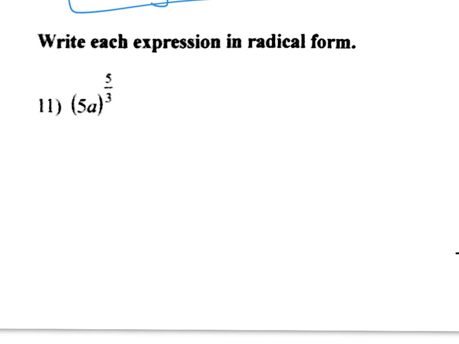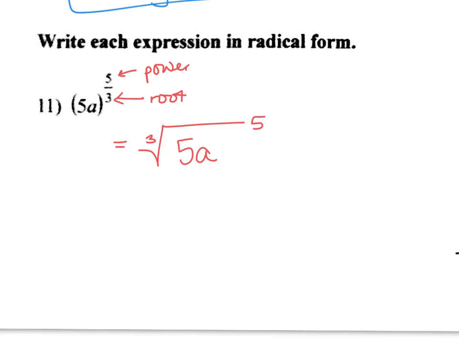My directions for questions 11 and 12 are to write each expression in radical form. The bottom number is the root. You all are pretty good at remembering this. The top number is the power. So this is to say you've taken the cube root of 5a to the 5th power. Now that 5th power, you either need to put parentheses here because 5a is already in parentheses, or you need to write that 5th power on the outside. You could be safe and do both.